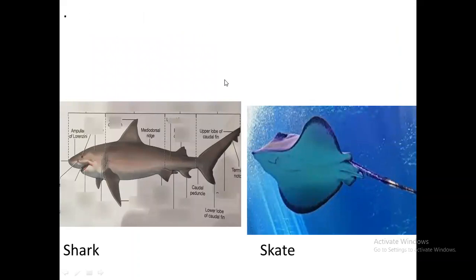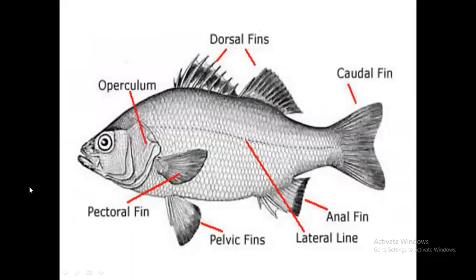Next one, shark and skate example. Parts of a fish. It's better if you can draw and label the parts of a fish, but you don't need to draw it all. Only these parts are enough for you. I just draw and label the parts.